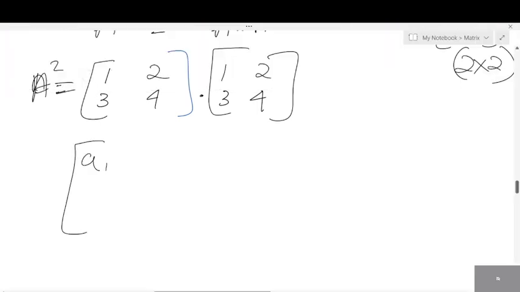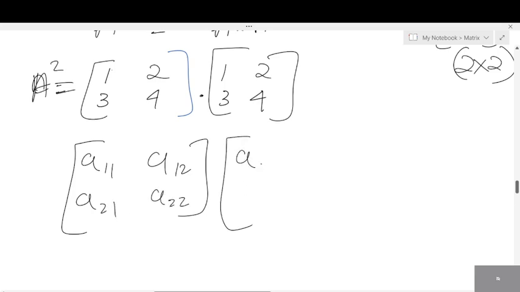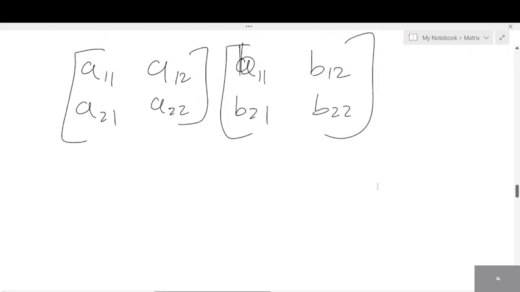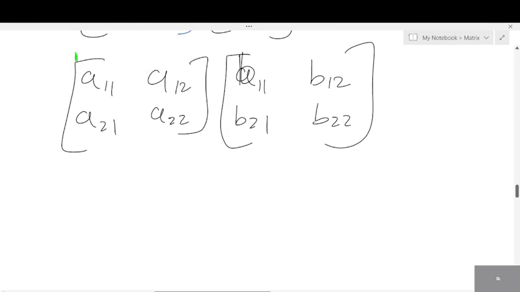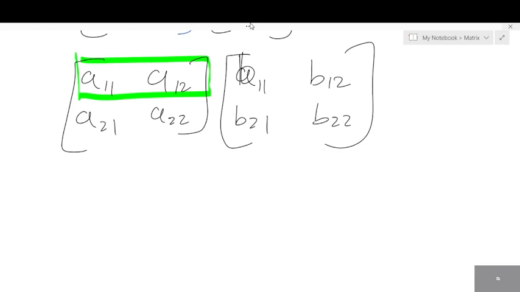If not, I'll take A11, A12, A21, A22. I'll take another matrix B, B11, B12, B21, B22. Fine. Now tell me the first one, which two I have to take, students? Always start with the row. From the first matrix, start with row. From the second matrix, what you have to take? Row or column? Column. Fine. So from the first one, I have taken R1.